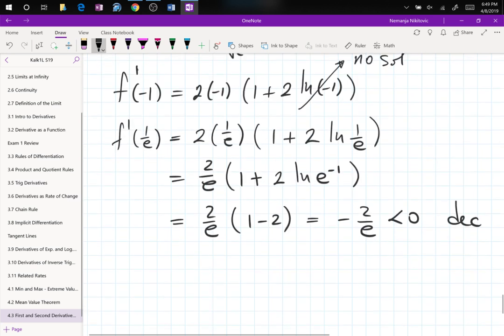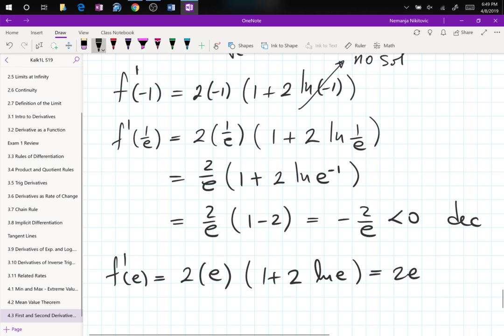And now we do the same calculation for e. 2 times e, 1 plus 2 times ln e, which is 2e. And this is times 3.